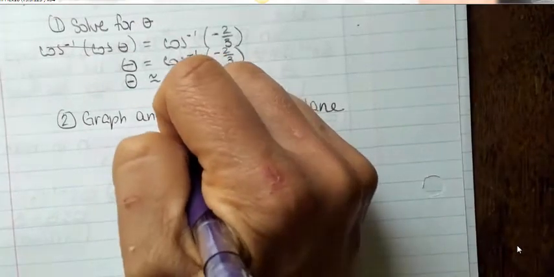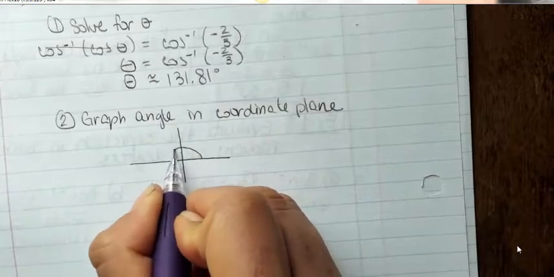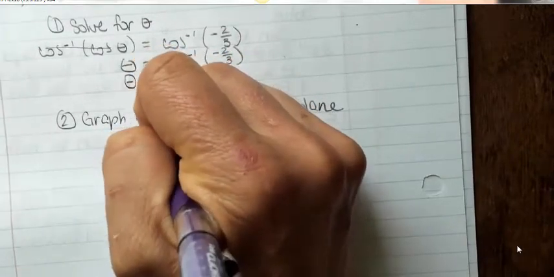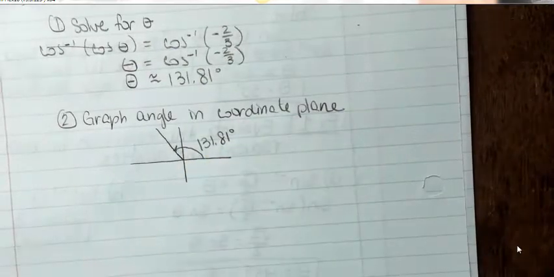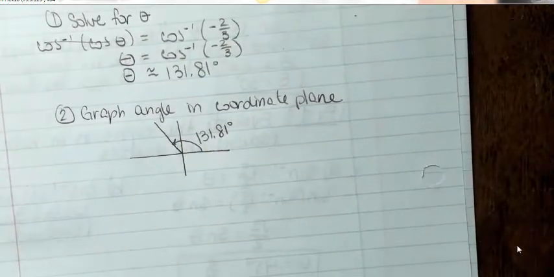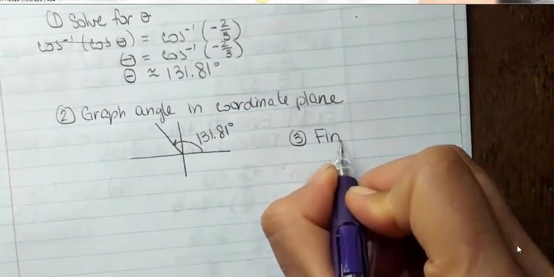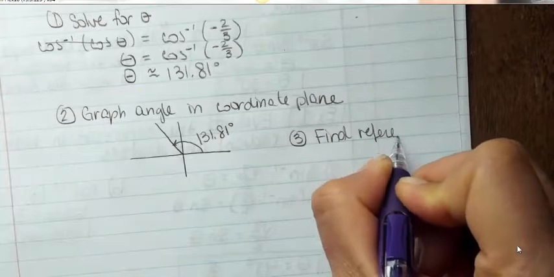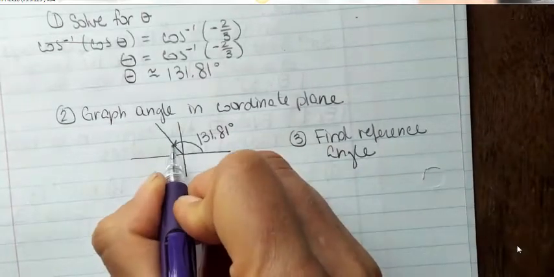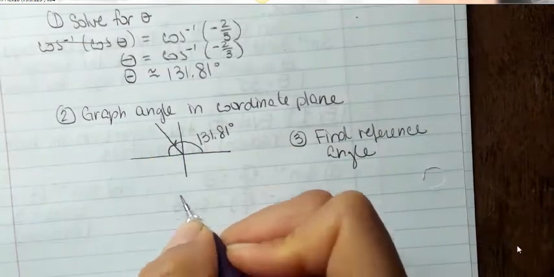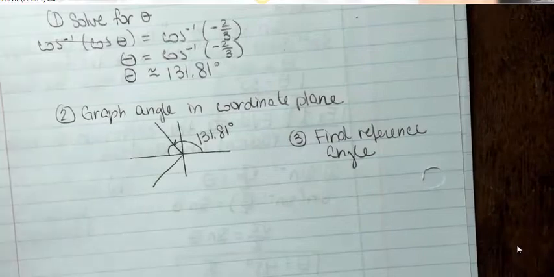Okay, so I graphed that angle. This angle right here, like I was just showing you above, it's 131.81 degrees. So now the next thing I'm going to do is find the reference angle. I'm going to look for this angle right here. And that angle, whatever it is, let me tell you what it is.